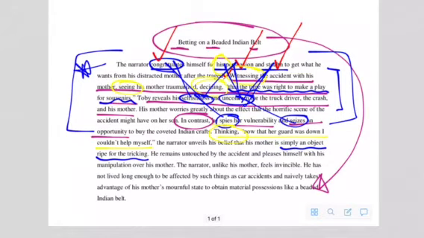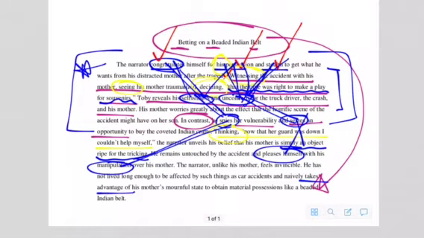What great wordplay, right? Such good wordplay. This author is being really creative and intentional. He remains untouched by the accident and pleases himself with his manipulation, right? Over his mother. These words all, again, relate. The narrator, unlike his mother, feels invincible. He has not lived long enough to be affected by such things as car accidents and naively takes advantage of his mother's mournful state to obtain material possessions like a beaded Indian belt.